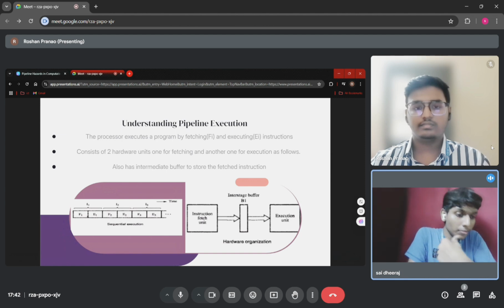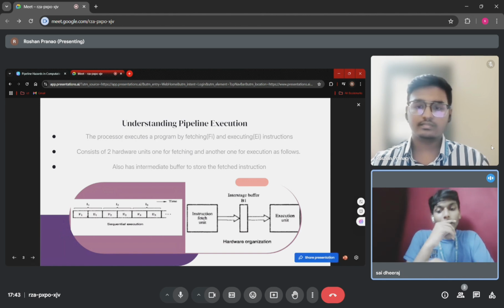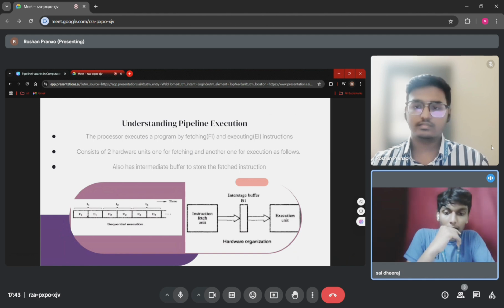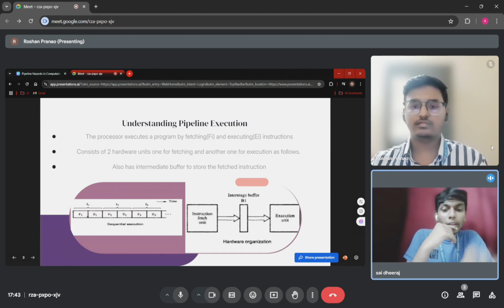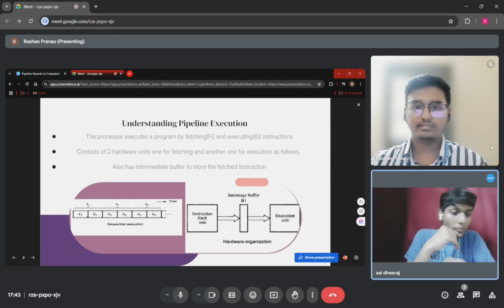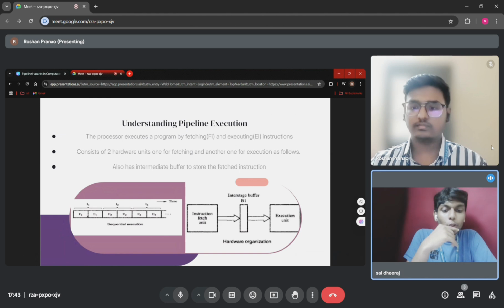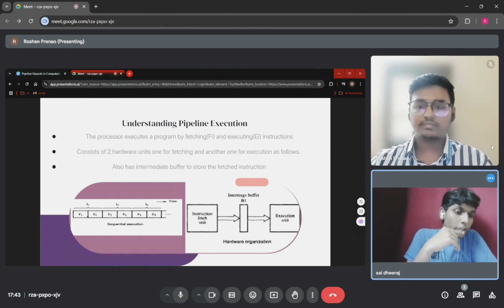Now when you look at the second figure, that is the hardware organization of the pipeline, we have two units, the instruction fetch unit and the execution unit. The fetch unit will fetch the instruction for execution, and the execution unit will execute the instruction that is fetched. In between these two units, there is a buffer. The interstage buffer B1 is used to store the fetched instruction from the fetch unit, and it is also used to pass the instruction to the execution unit for execution. Now let's go to the next slide.